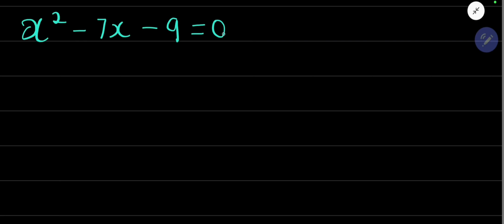So you guys are favored this year. You don't really need to learn that trial and error method to factorize your quadratic trinomial expression. What am I talking about when I talk about a quadratic trinomial expression? It is something like this: x squared minus 7x minus 9 equals 0. So this is a quadratic trinomial equation. It becomes an expression if there's no equal sign.